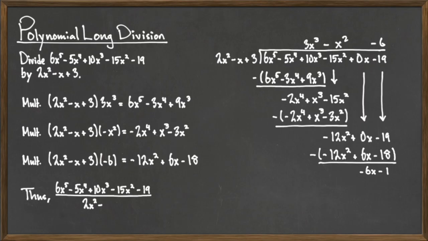Now when I subtract everything, I'll end up with negative 6x minus 1. This has now constructed for me our final answer. I have a quotient of 3x cubed minus x squared minus 6 and a remainder of negative 6x minus 1. So I can write my entire fraction as the following.